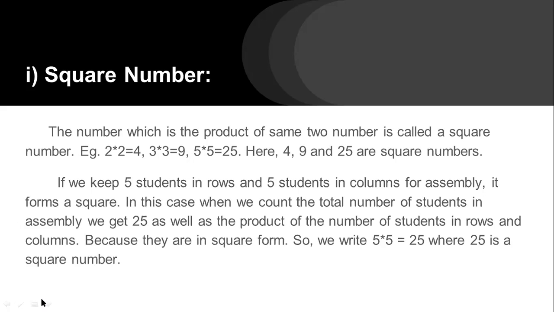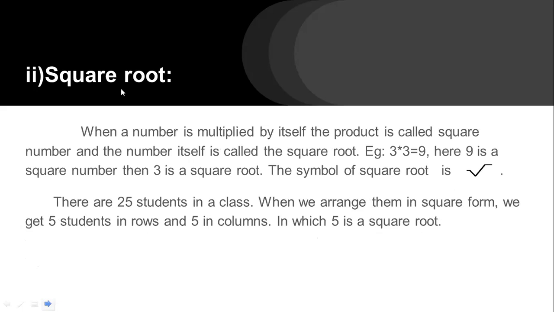Now let's move to the next slide. And here, square root. What is the meaning of square root? It is explained here. See here, when a number is multiplied by itself, the product is called a square number. And the number itself is called the square root. Here's an example: 3 into 3 we get 9. This 9 is the square number, and then 3 is the square root. 9 we obtain by multiplying 3 by 3, so 3 is the square root of 9.